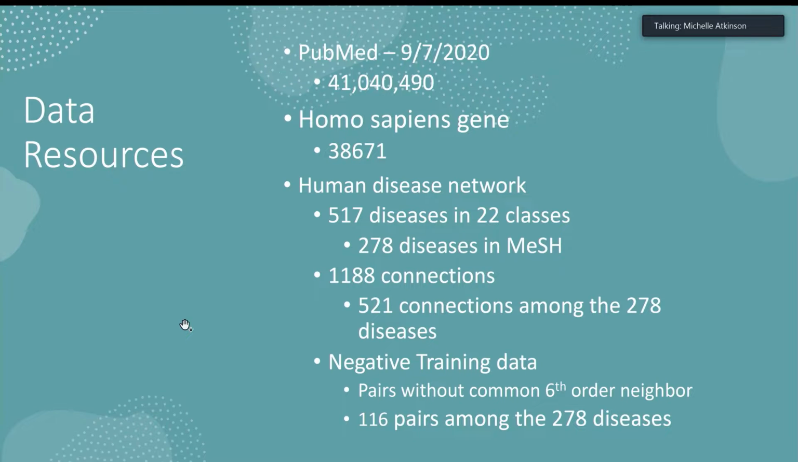Here are the data we used. We used 41 million PubMed abstracts, and we take about 38,671 Homo sapiens genes. We also take the human disease network that includes 517 diseases in 22 classes, and there are 278 diseases in MeSH terms. Then we take the connections of these diseases: there are 1,188 connections, with 521 connections among these 278 diseases.